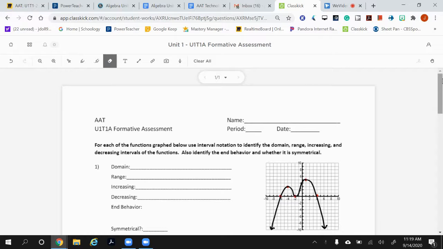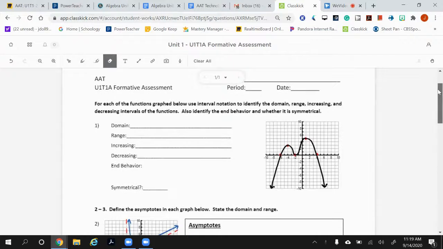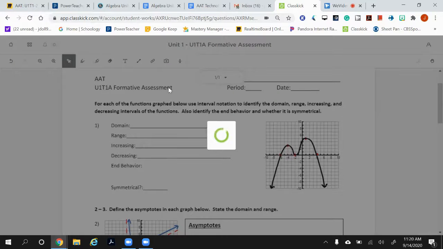So when we come across this first problem here, number one, we need to answer 6 different essentially questions identifying domain, range, increasing, decreasing, end behavior, and whether this is symmetrical. So I'm going to get a piece of paper out. I am going to write on my piece of paper, which I have now done. It'll probably take you a little bit longer. I did it ahead of time. And then I'm going to click Add an Image. And I'm going to upload from my camera.